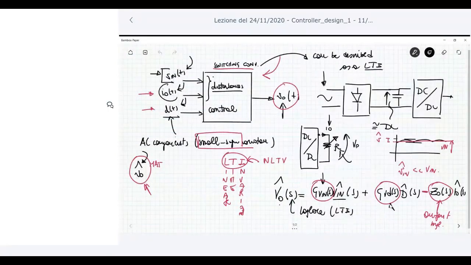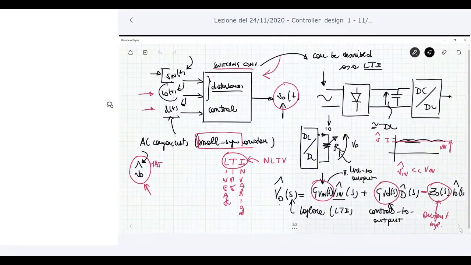GVD, which relates the variation of the control signal, the duty cycle, to the variation of the output voltage, is called the control to output transfer function. And GV-in is called the line to output transfer function. So let me summarize the result here.